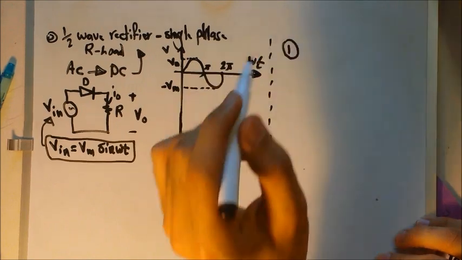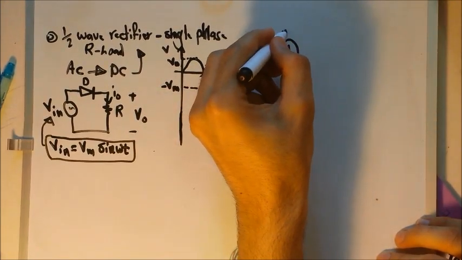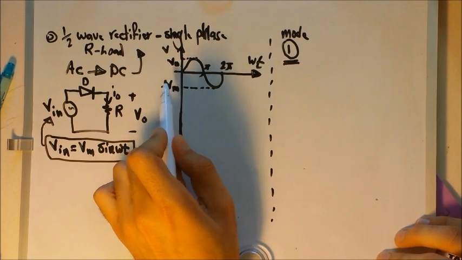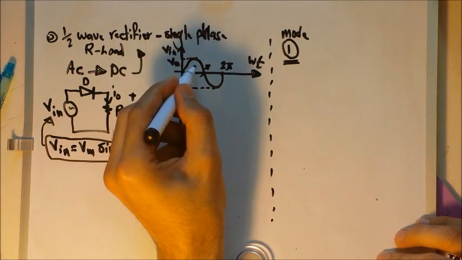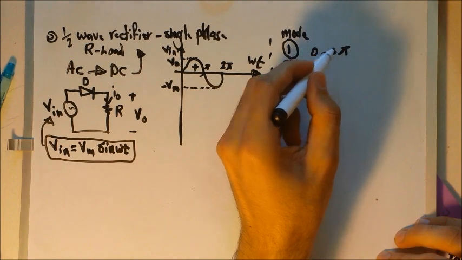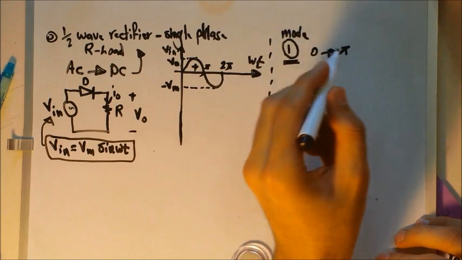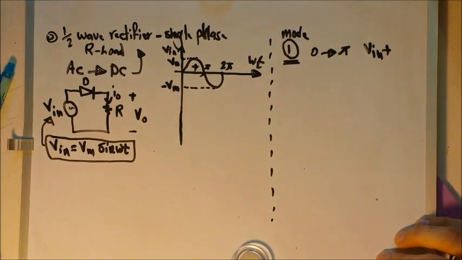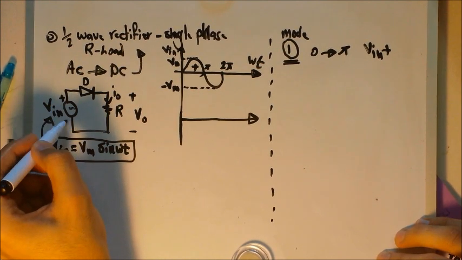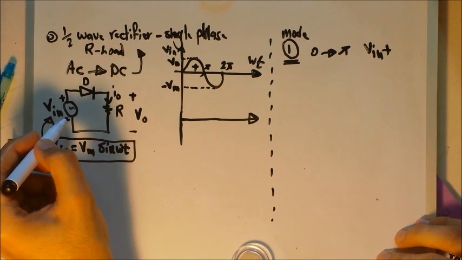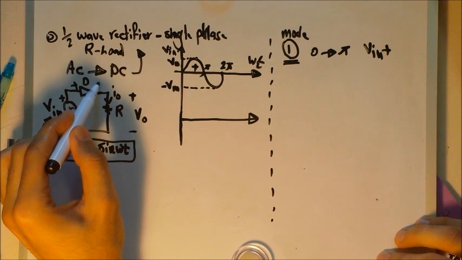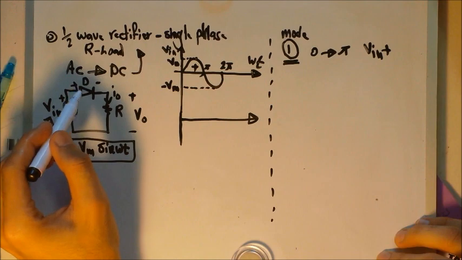We will study the first mode. Okay, this is the first mode. Now, in the first half cycle, when V input is positive, between 0 to pi, we see that V input is positive. So the positive terminal is here and this is the negative terminal of the voltage source, so the diode will conduct current.